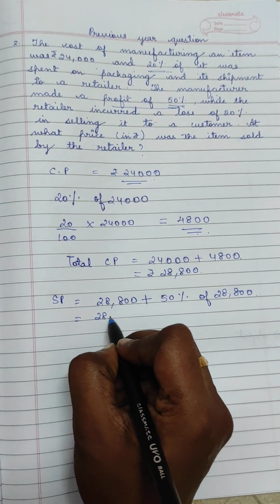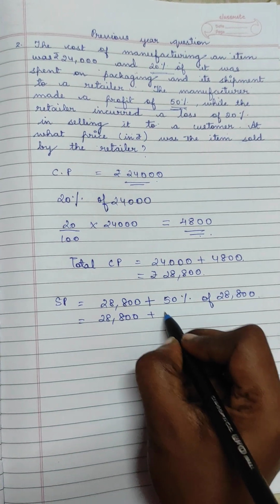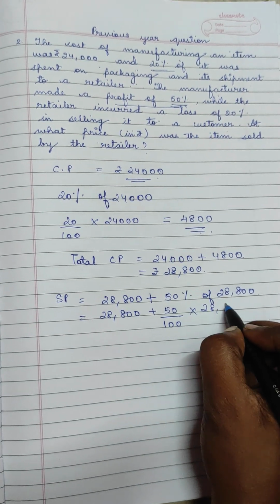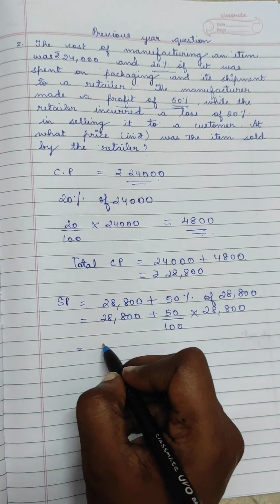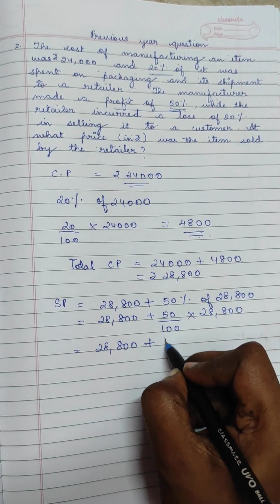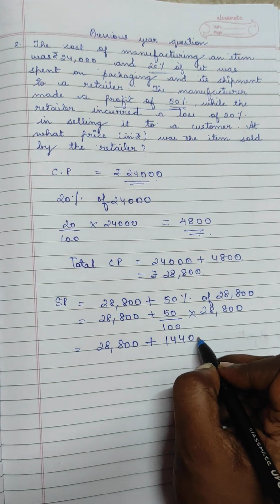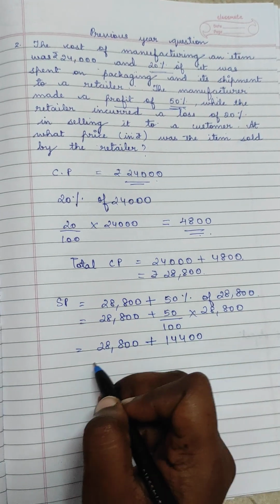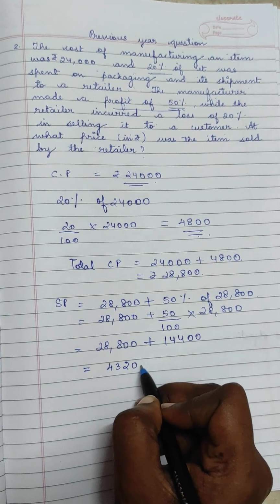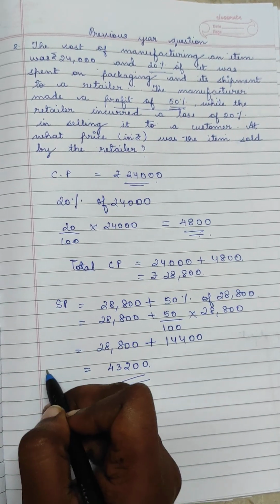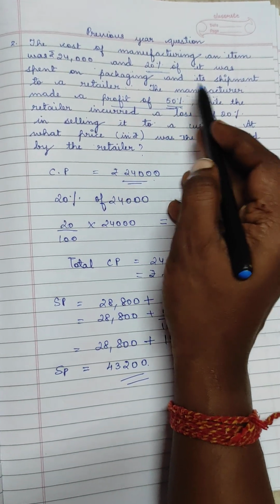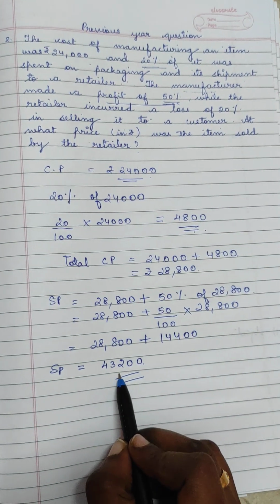So the answer for this you will get: 28,800 plus 50 by 100 into 28,800, so 28,800 plus 14,400. When you add this, you get 43,200. So this will be the selling price of the manufacturer. The manufacturer sold the item at this cost.